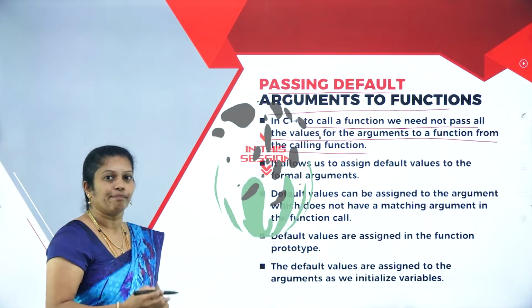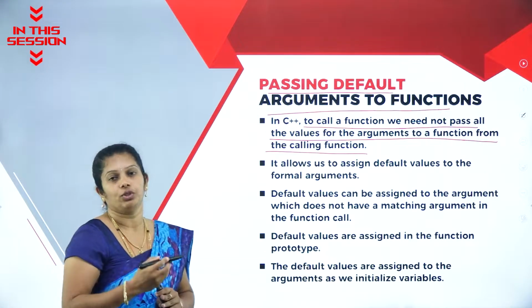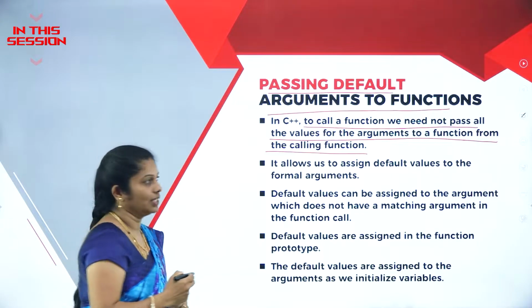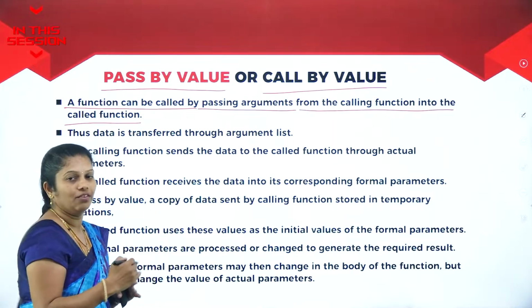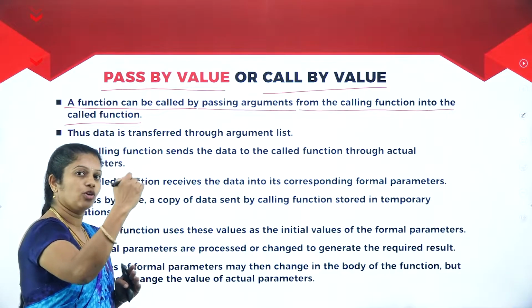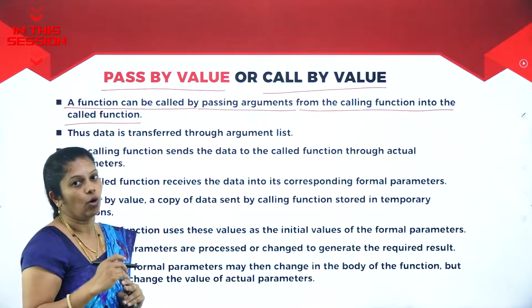If you forgot, or if you do not pass any values or some values, then by default the compiler will take the values here. The main program can be called the calling function and the subprogram can be called the called function. From the main program to the subprogram, we can pass the arguments.